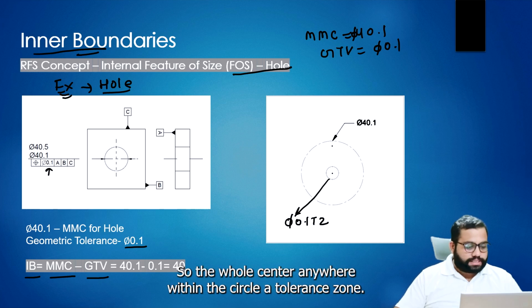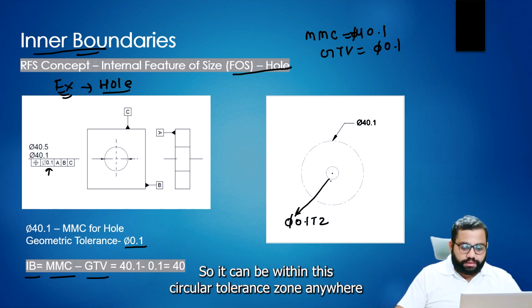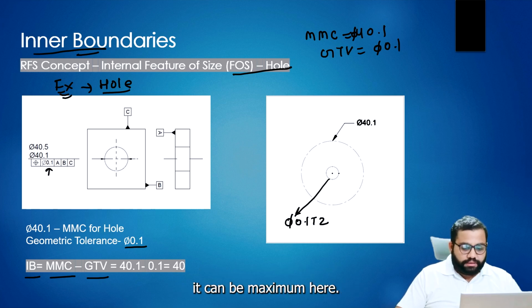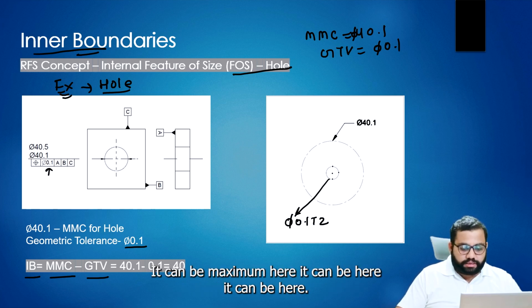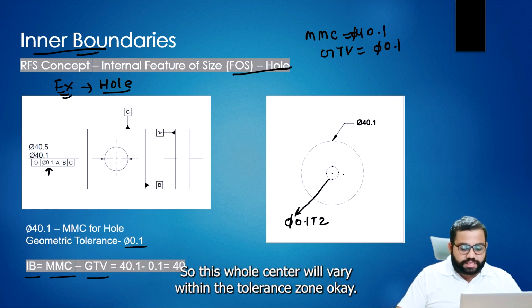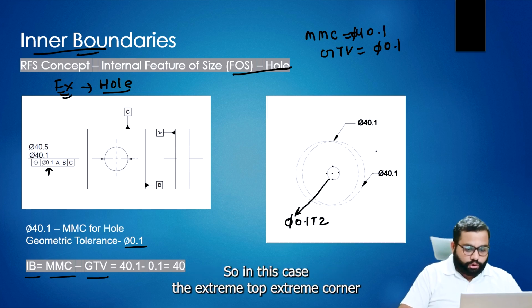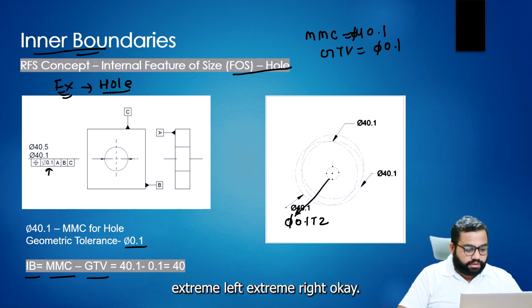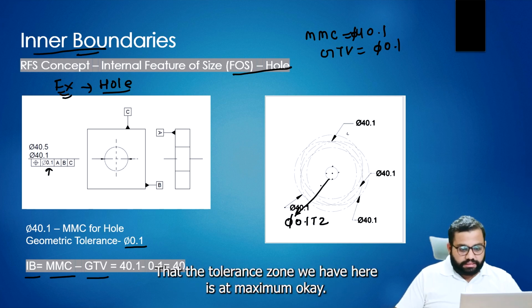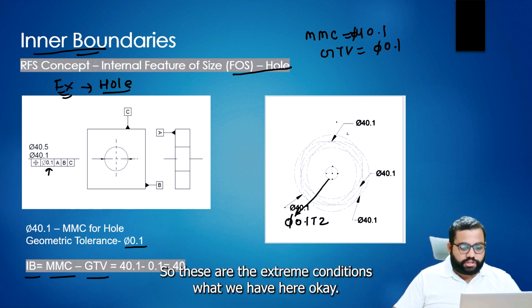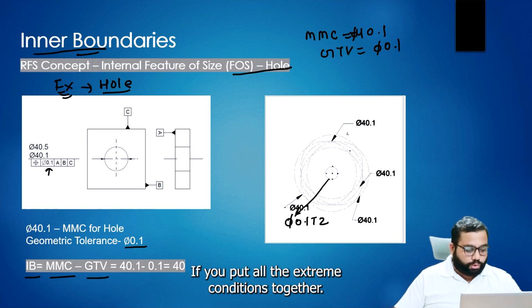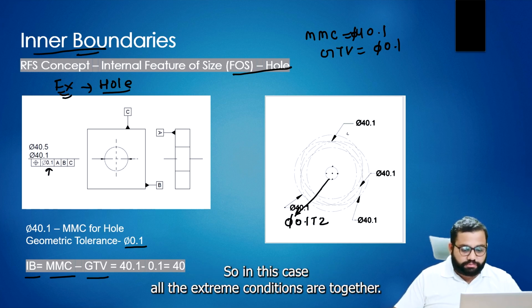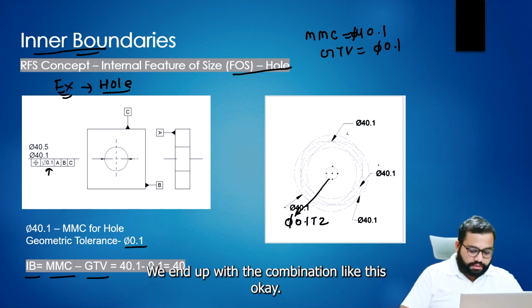So the hole center can be anywhere within the circular tolerance zone. It can be at the maximum here, here, or here. The hole center will vary within the tolerance zone, at the extreme top, extreme left, extreme right, and extreme corners. These are the extreme conditions we have here. If you put all the extreme conditions together, we end up with a combination like this.